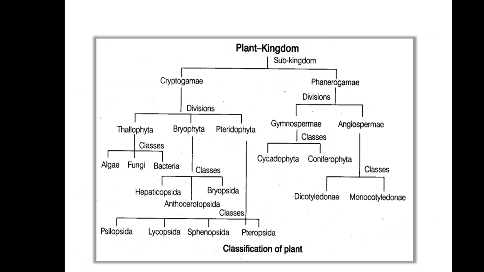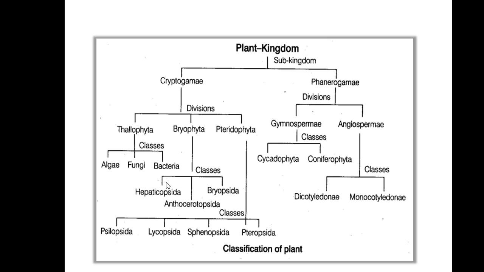The plant kingdom is a kingdom and it is broadly classified into two subkingdoms, cryptogamy and phanerogamy. The subkingdom cryptogamy is divided into three types, Thallophyta, Bryophyta, Pteridophyta, and phanerogamy is divided into gymnosperm and angiosperm. Thallophyta is again divided into three types: algae, fungi, bacteria. In this video we are going to deal with the algae.